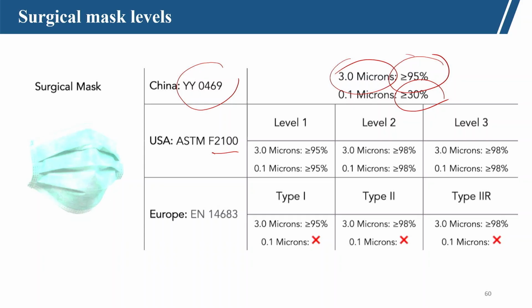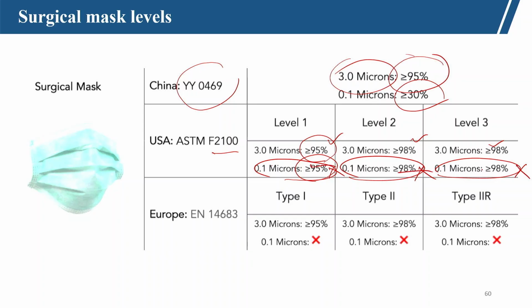As per ASTM, for 3 micron it is more than 95, and for 1 micron it is more than 95. I think there is something missing here, but at 3 microns it is 95%, and it is not specified for 1 micron.